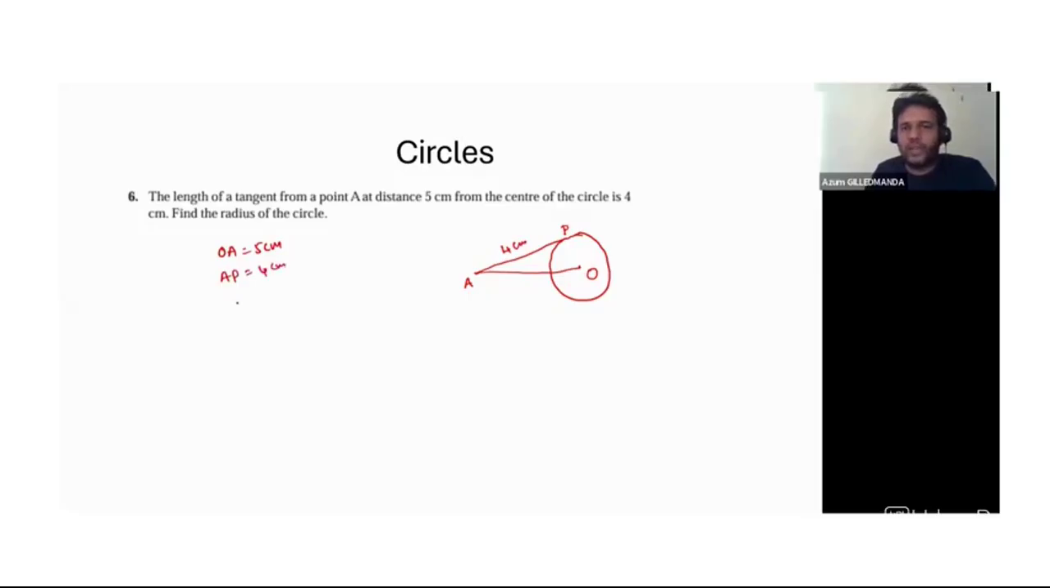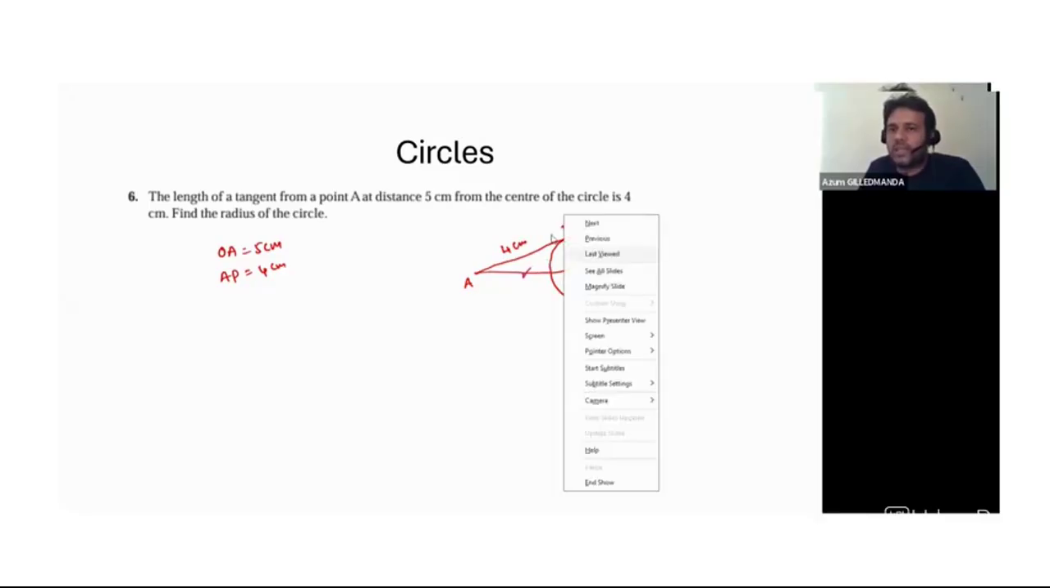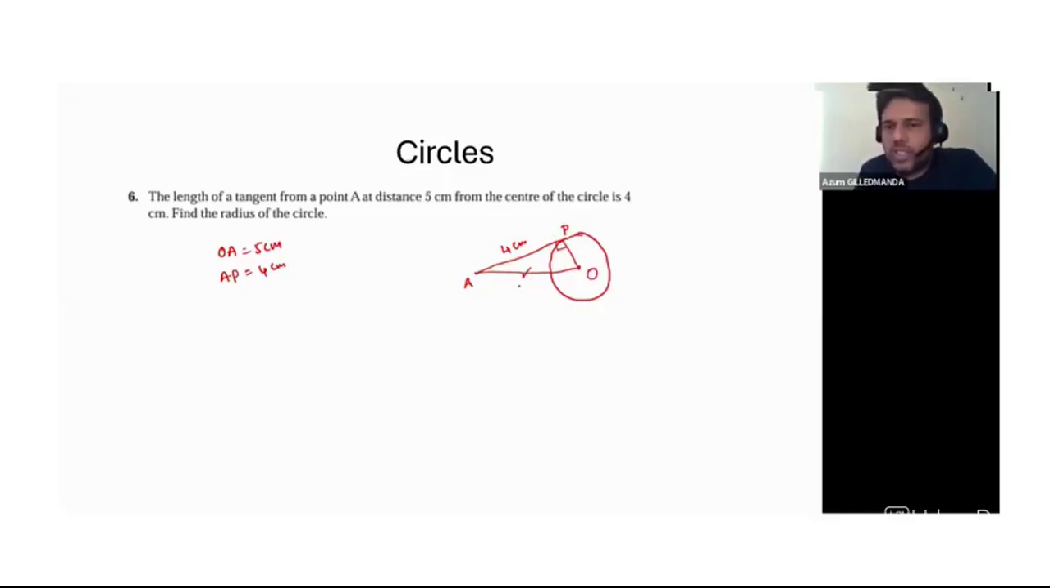Another hint I will give you: if you get confused between whether it is 5 centimeters or 4 centimeters, always remember the hypotenuse is the larger side in a right angle triangle. So which is the hypotenuse? This one. This side should be the bigger one. Just a hint I'm giving you. And we know this is a right angle. So this is 5 centimeters, and R, the radius, we need to find.